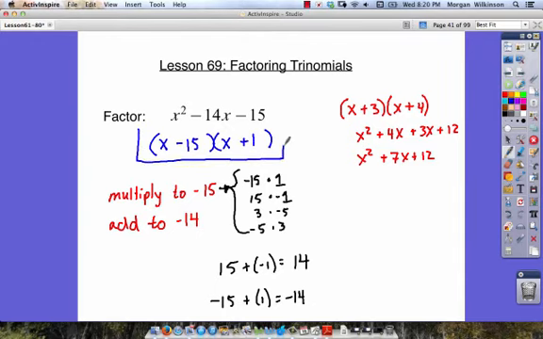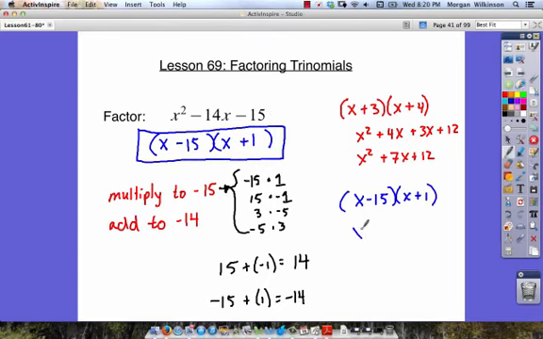So we're looking for that combination of a pair of numbers that will multiply to our outside number, our constant, and will add together to our inside number. Now we can check this answer to make sure it's right. X minus 15 times x plus 1, and let's see if we got it. If we got it, it should come back to what we had originally.